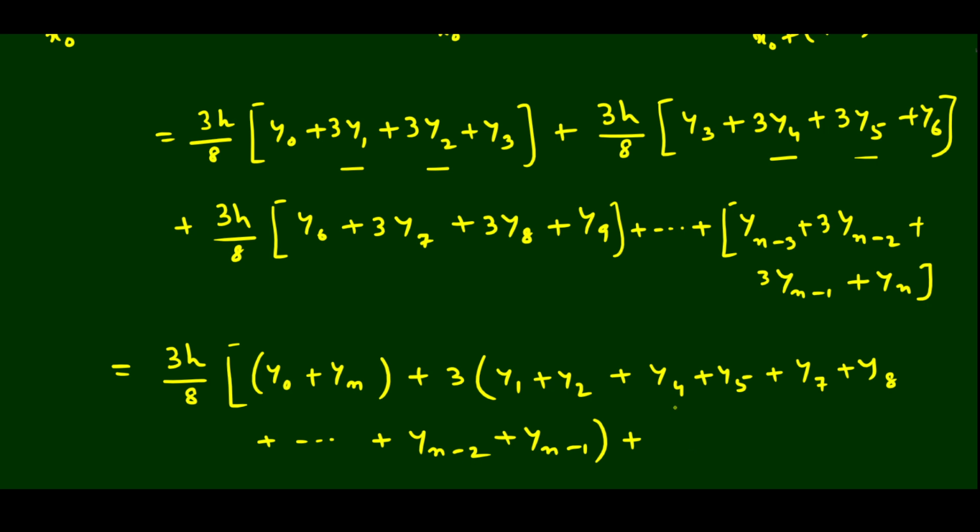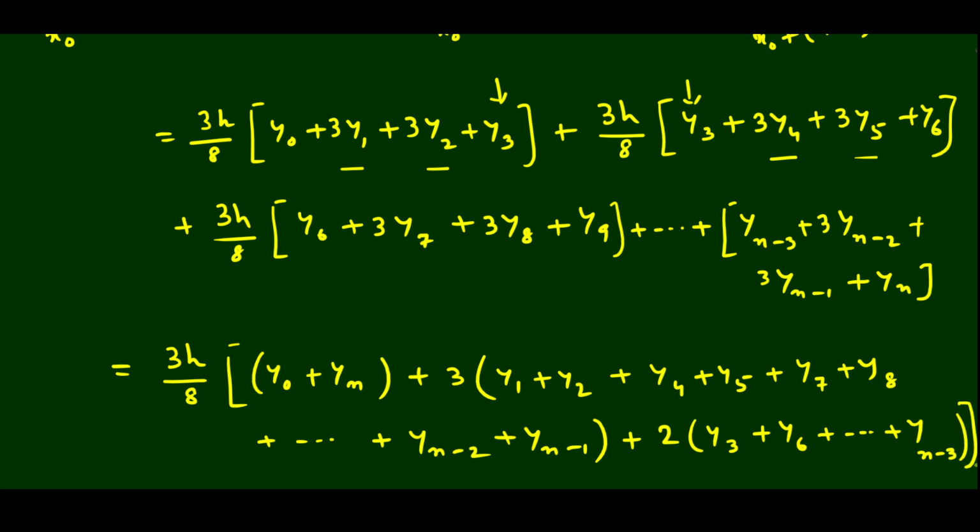Those are y3. You see, y3 occurs twice, once here, once in the second term. So we can take 2 common. 2 into the multiples of 3. So y3, y6, and then yn minus 3.